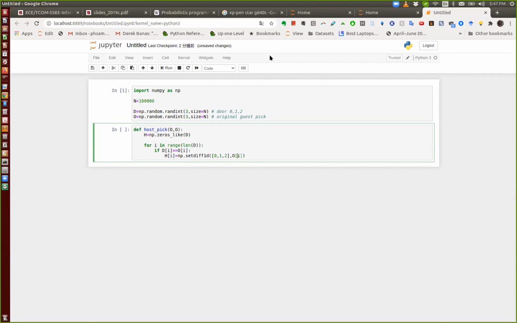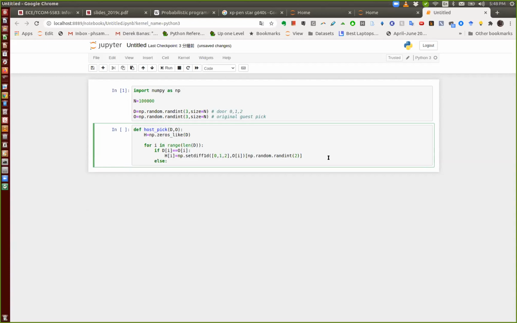So for example, if OI is equal to 0, then the set difference will give me 1 or 2. And then out of this list, I will just randomly pick one of them, right? So I can pick, let's say, a random index. Again, I use one integer, but I have the integer either 0 or 1. So if my OI is equal to 0, then I'll either get door 1 if my when int returns 0, or I will return door 2 if my when int is equal to 1.